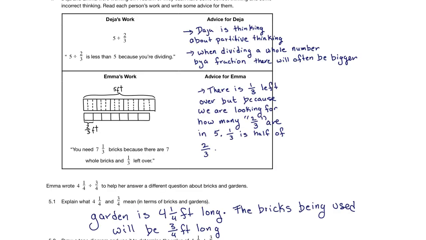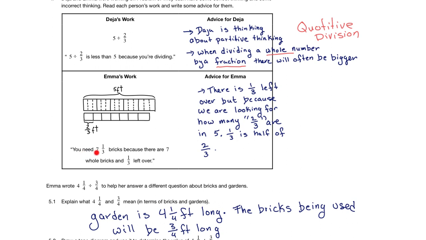Okay, for this section, for Deja's work, Deja said that if you take 5 and divide it by 2/3, it has to be less than 5 because we're dividing. So the reason why this is wrong is because this concept only works if you're thinking about partitive division. If we're dividing a whole number by a fraction, then we want to be thinking about quotative division. And oftentimes, when we're dividing a whole number by a fraction, it's going to be bigger because we're looking at fractional pieces. How many fractional pieces are within the whole? That leads us to the next one, which is Emma's work.